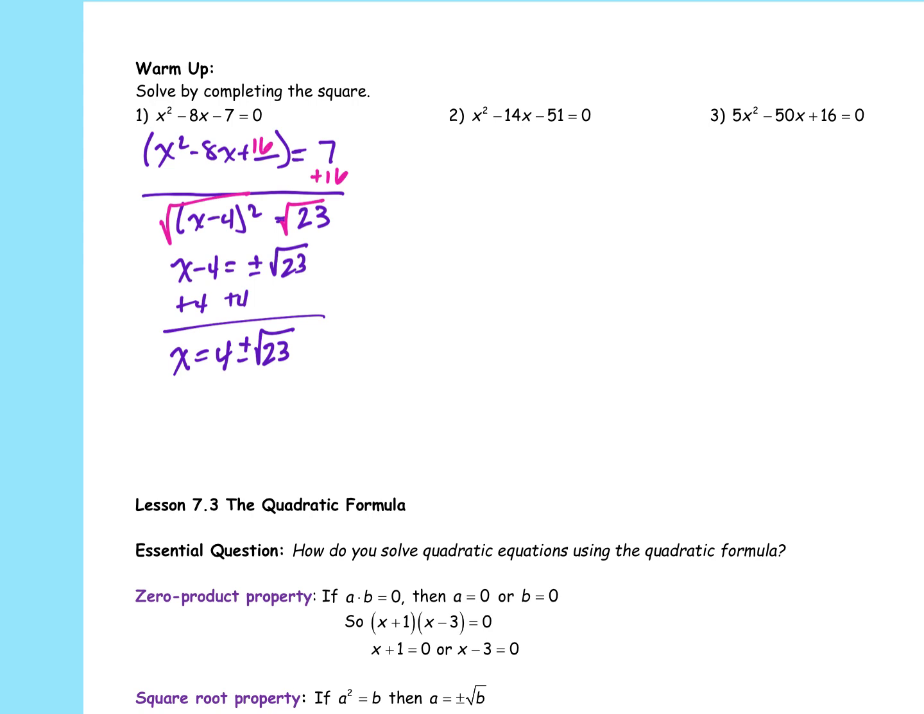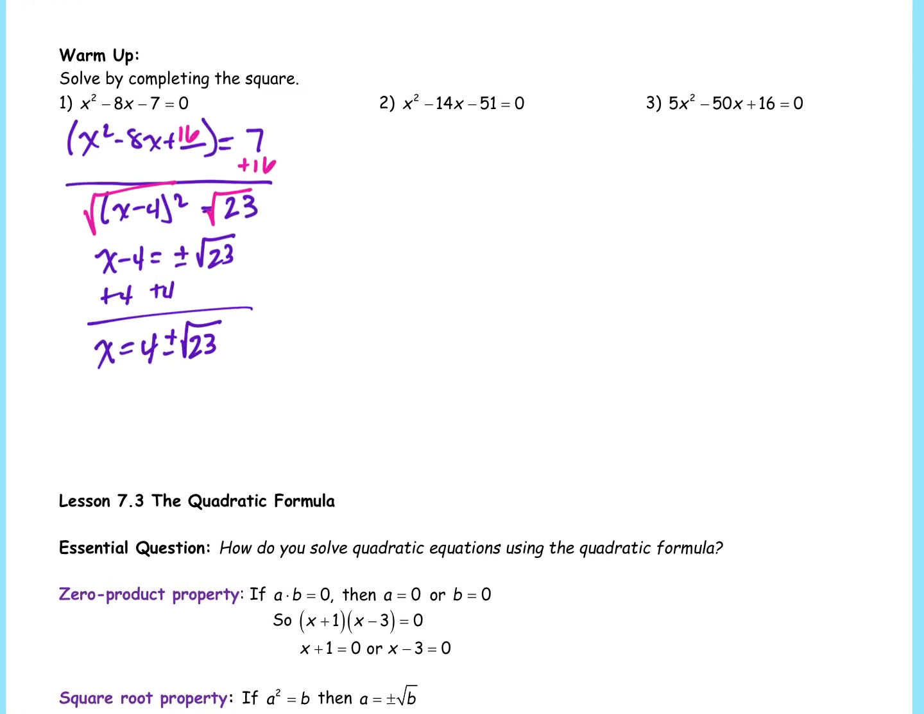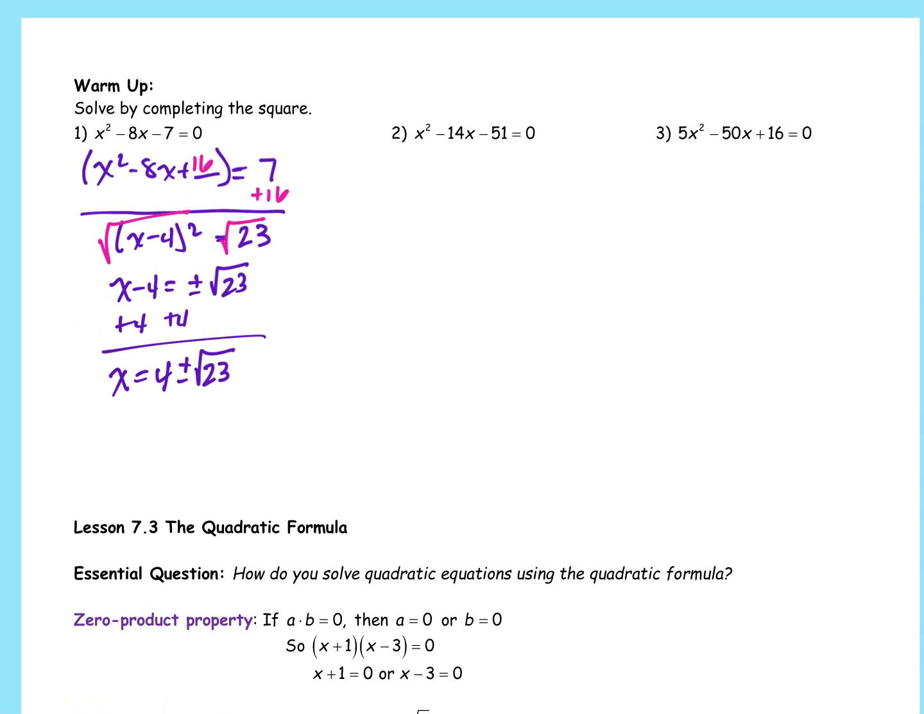All right, number 2, I'm going to do the same thing. So I'm going to add 51 to both sides. So I've got x, I need to move this down. X squared minus 14x plus some number equals 51. Half of 14 is 7. 7 squared is 49. And I added 49, so I'm going to add 49 here.